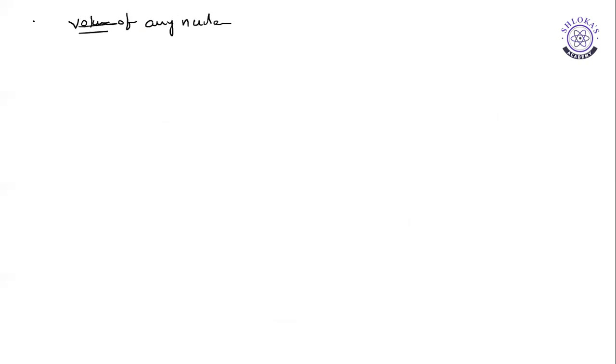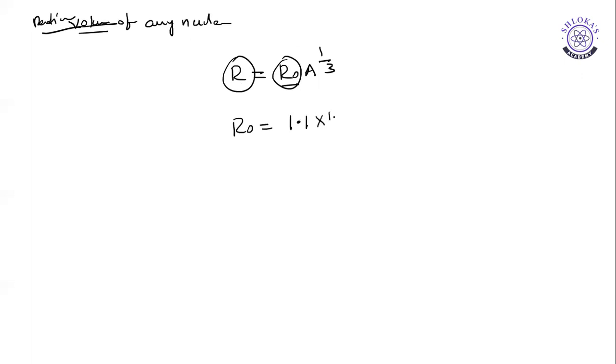Radius of any nucleus is given by R is equal to R naught into A power 1 by 3. Here R is the radius of the nucleus whose radius is to be found out, and R naught is a constant. What is that? R naught is a constant whose value lies in between 1.1 into 10 to the power of minus 13 centimeters to 1.44 into 10 to the power of minus 13 centimeters.